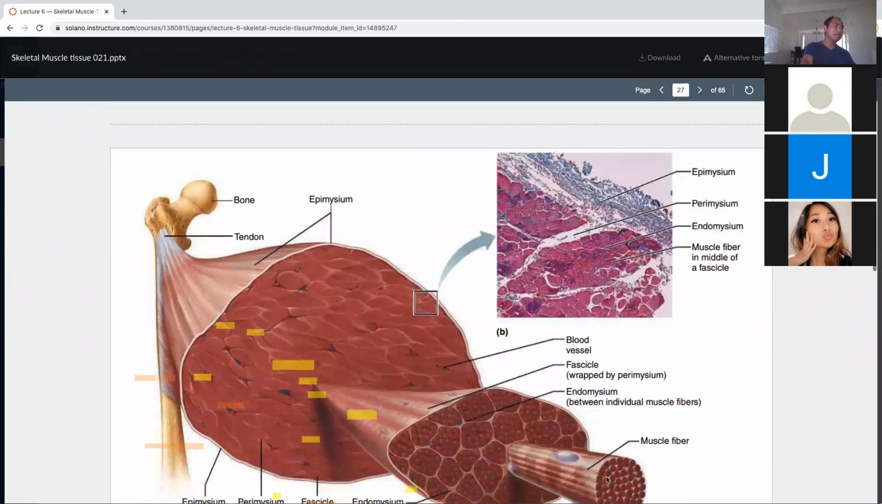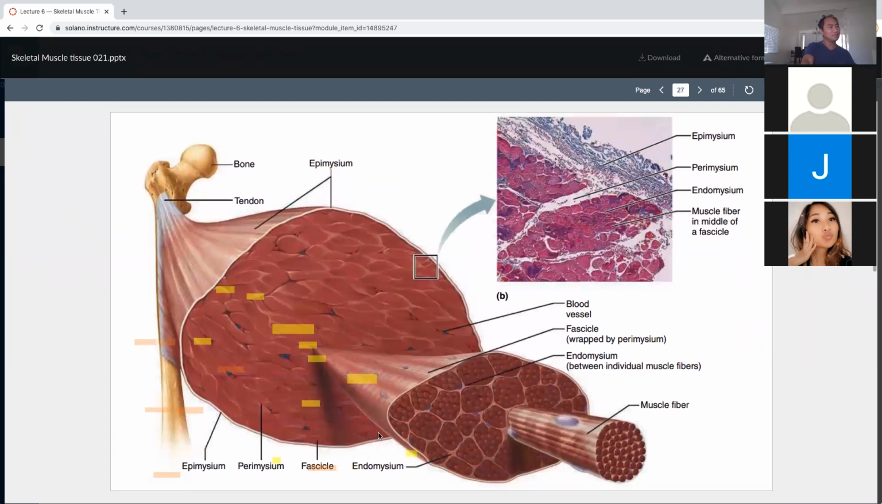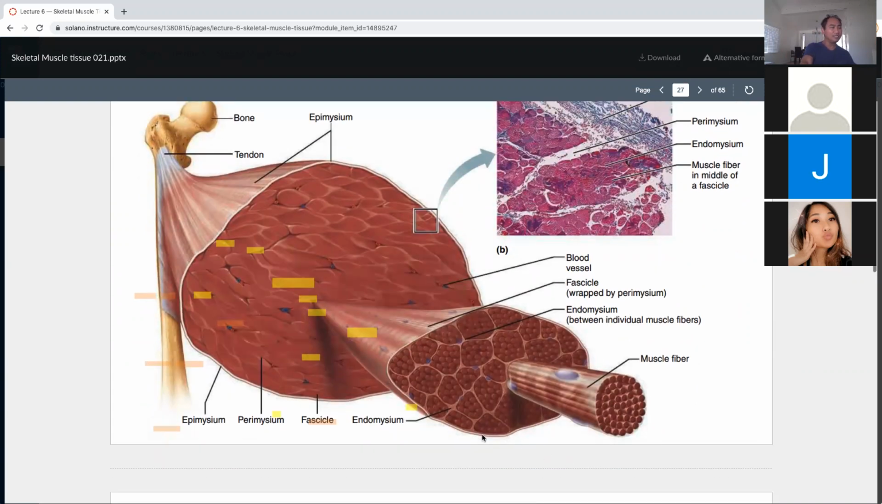So yeah, a big muscle. So this is a femur. The muscle, if you look at that, the endomysium. So the fibers inside the endomysium will be myofibrils, isn't it?